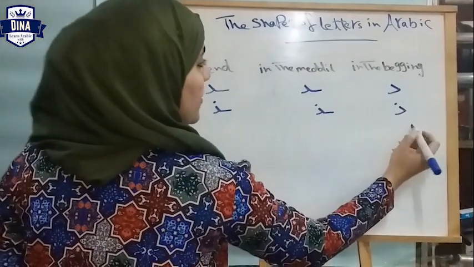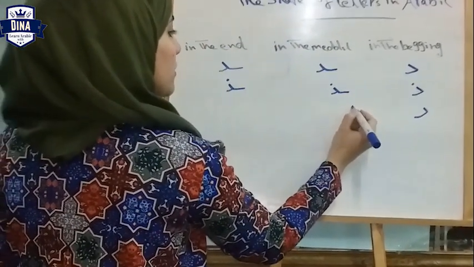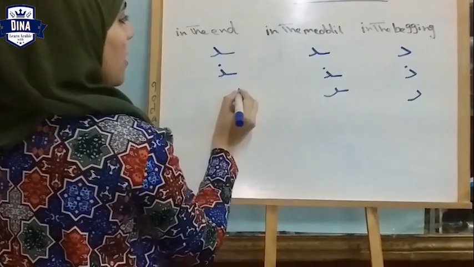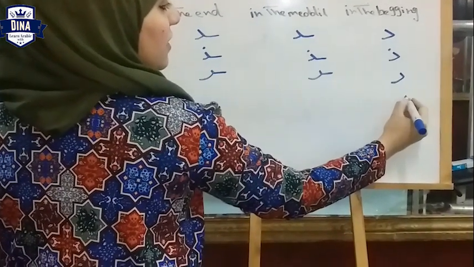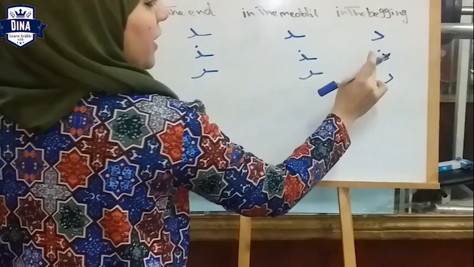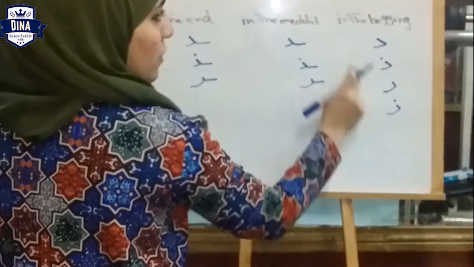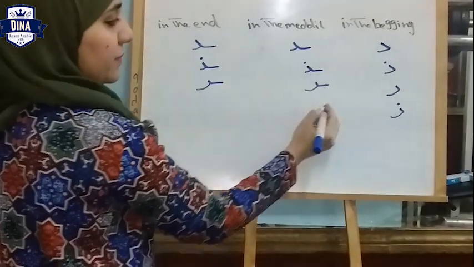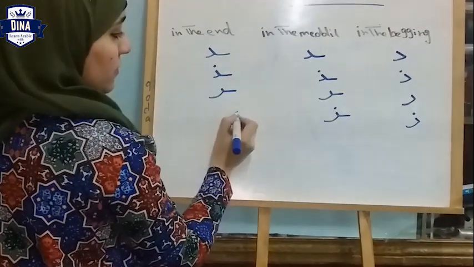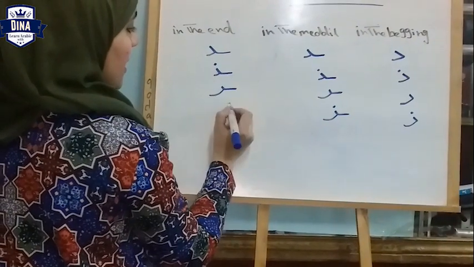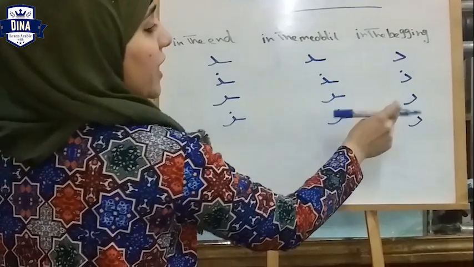Ra when it's coming in the beginning of word. Ra when it's coming in the middle of word. Ra when it's coming in the end of word. You can notice a ra more curved than Dal. Zay when it's coming in the beginning of word, when it's coming in the middle of word, when it's coming in the end of word. You can notice also Zay is a more curved Ra.